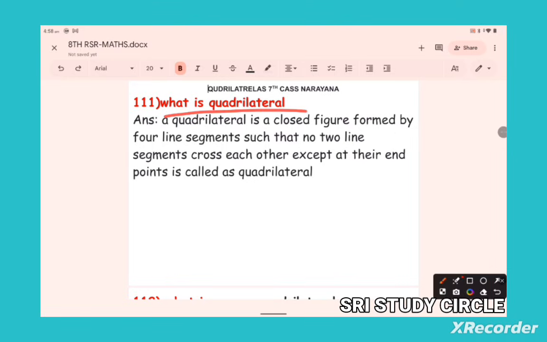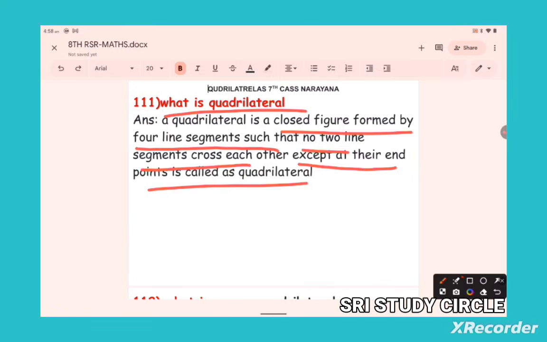A quadrilateral is a closed figure formed by 4 line segments such that no 2 line segments cross each other except at their end points is called quadrilateral. Simply, a quadrilateral can be known as a closed figure with 4 sides is called quadrilateral.